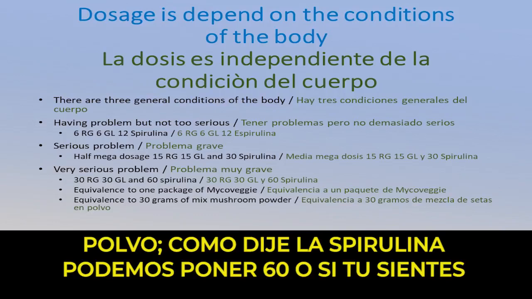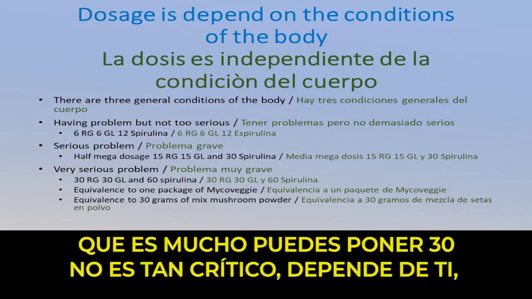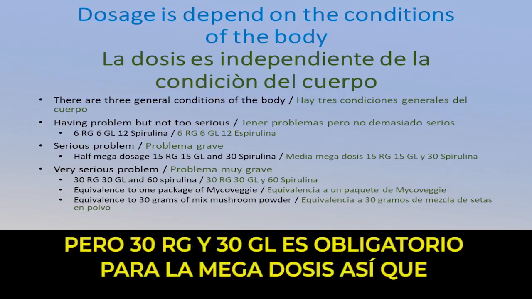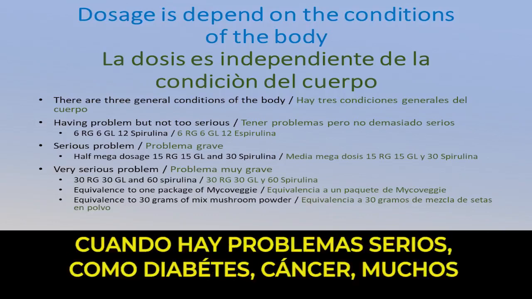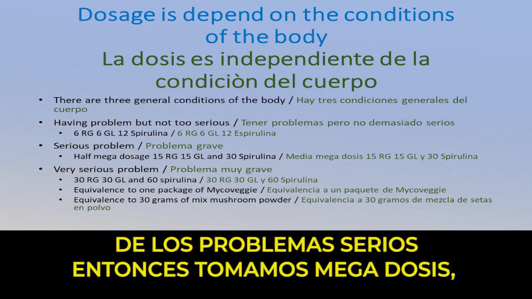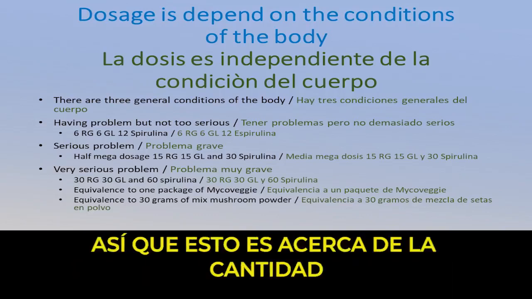And as I say, spirulina is assisting. We put here 60, you know. If you feel that 60 is too much, you take 30, it's all up to you. Not so critical. But 30 Rg and 30 GL is a must for this mega dosage. So when it is a serious problem like diabetes, cancer, a lot of serious problems, then we have to go for this mega dosage. So this is all about the dosage.